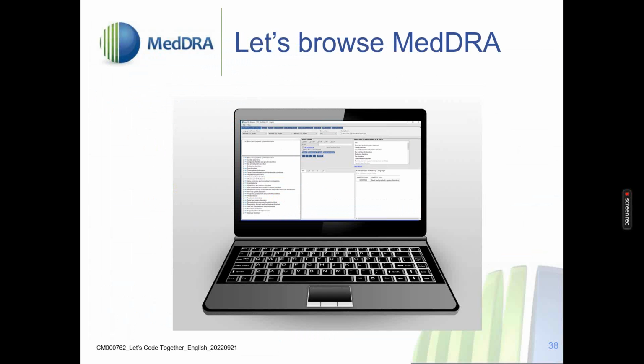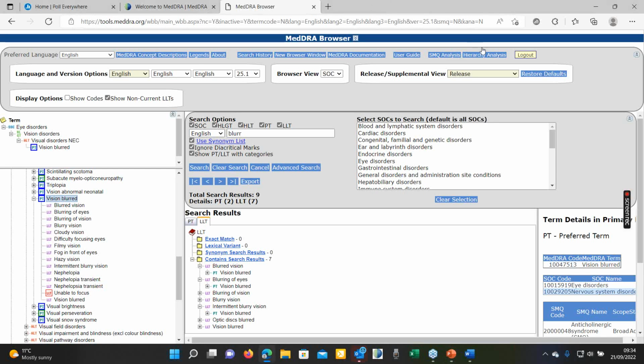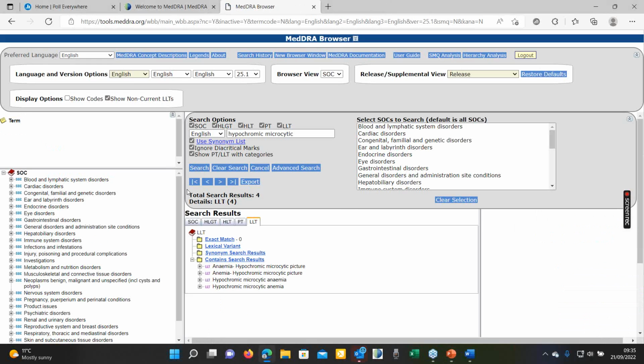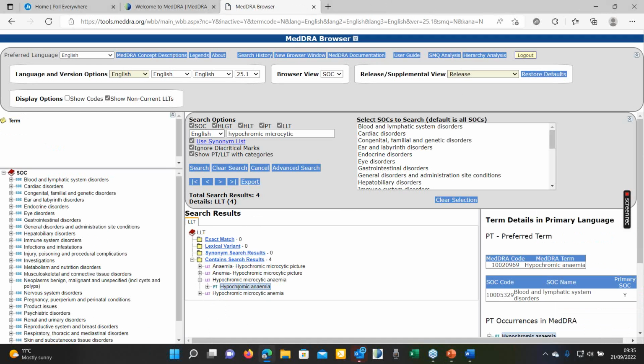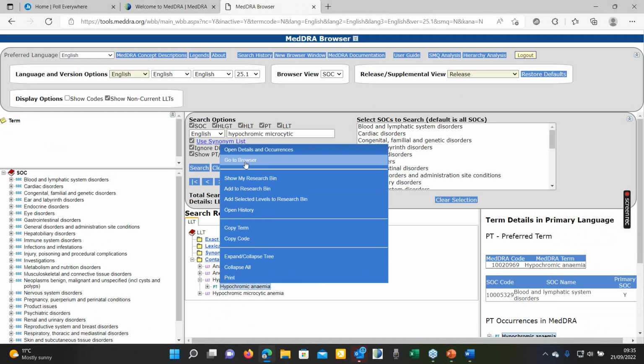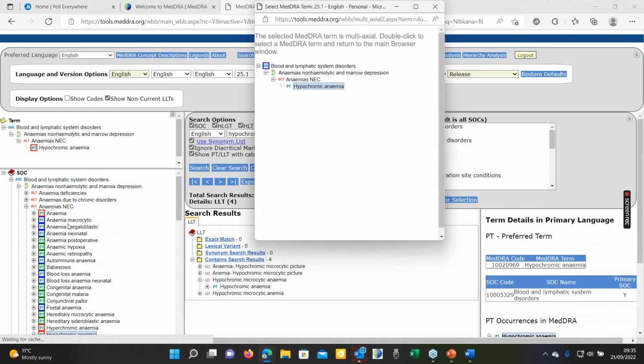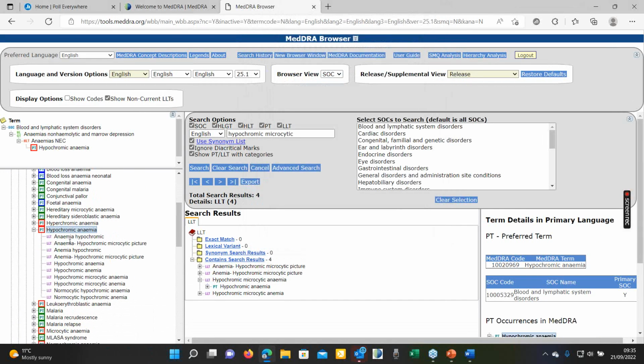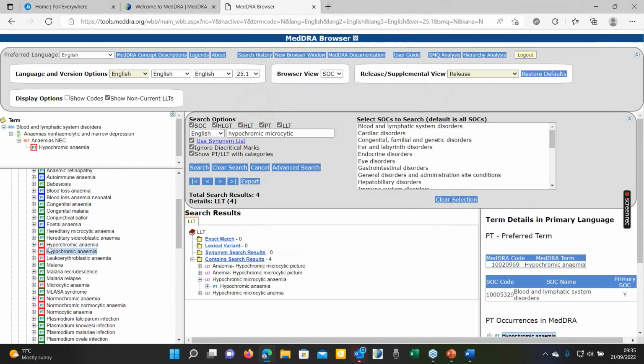So let's have a look in the browser. Let's look at the placement of these terms: hypochromic and microcytic. I gave it to you in the multiple choice, so let's go straight to that one. Hypochromic microcytic anemia, there it is. It's under the PT of hypochromic anemia. Go to the browser, do that right click move again, and there it is, hypochromic anemia.